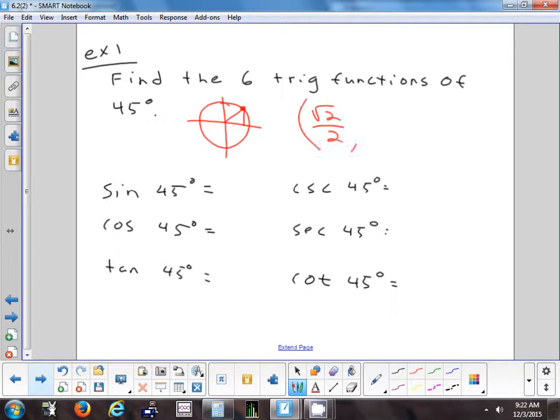Comma, square root 2 over 2. Does that coordinate look familiar? Yeah, we did it. It was in the homework last night. Okay? I didn't tell you it was a 45-degree angle. You didn't need to know that.